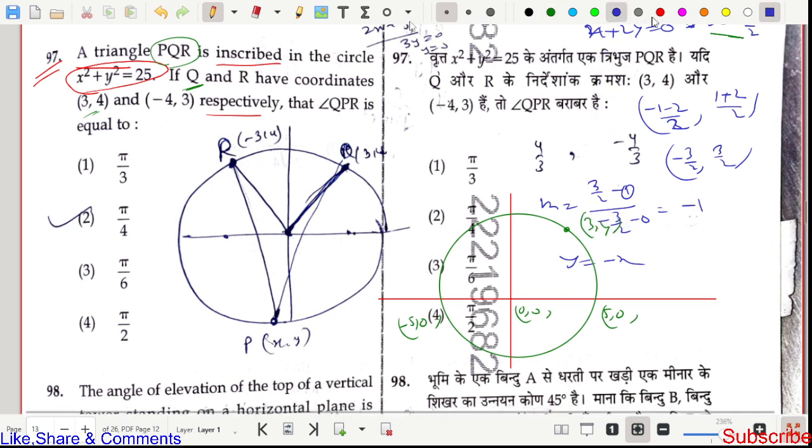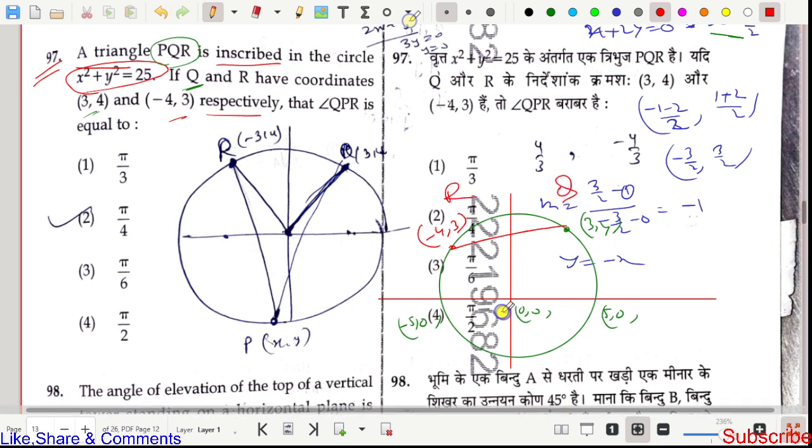We are using a different color. And R is minus 4, 3. That means this point, minus 4, 3. So this is Q, this is our R, and P will be somewhere on this arc. Now we have to find the angle QPR. That means this angle QPR we need to find.